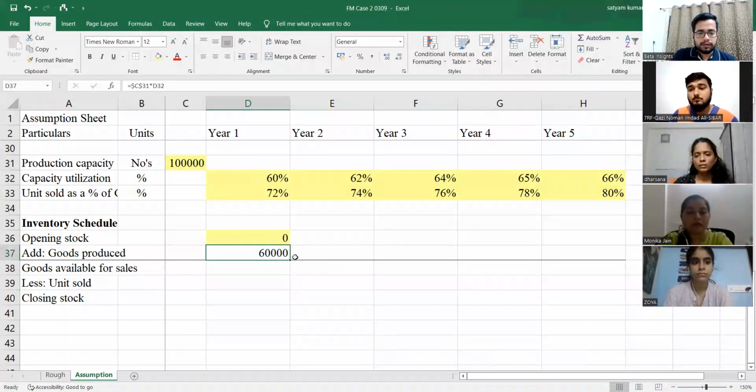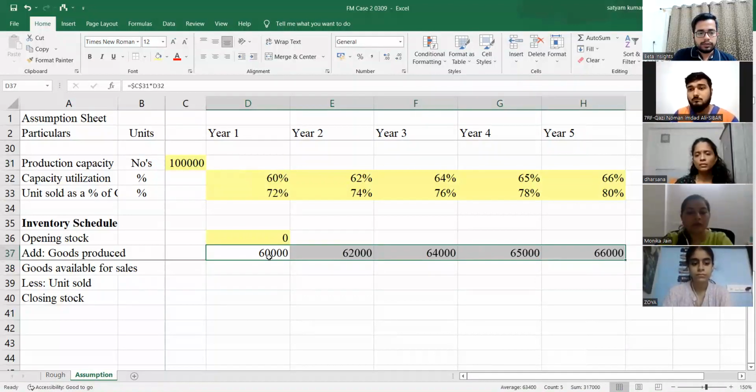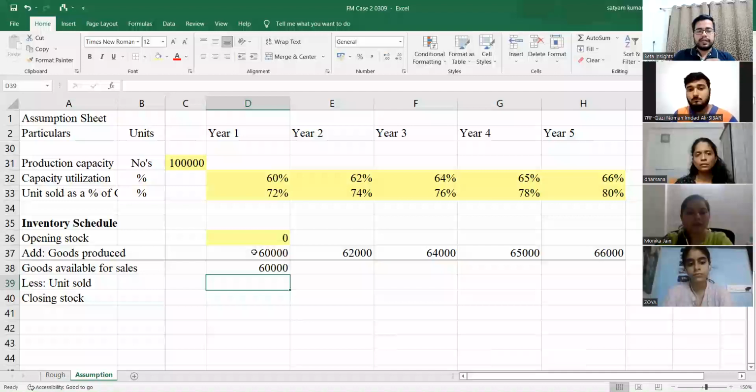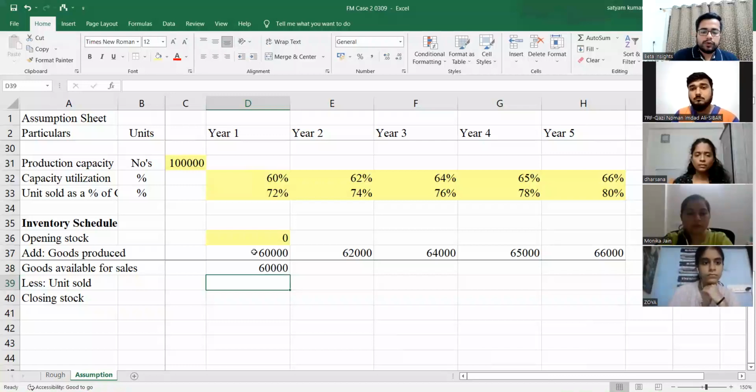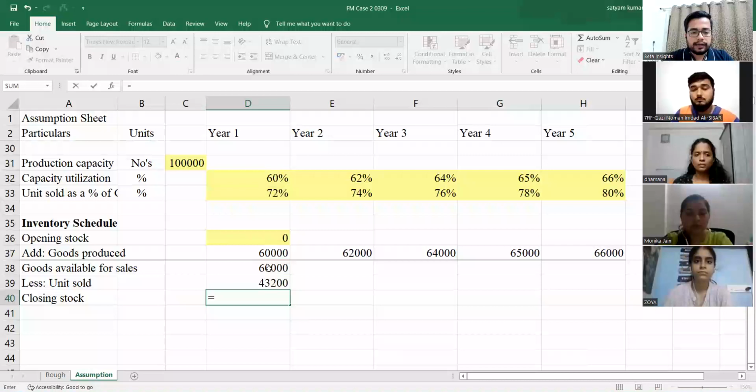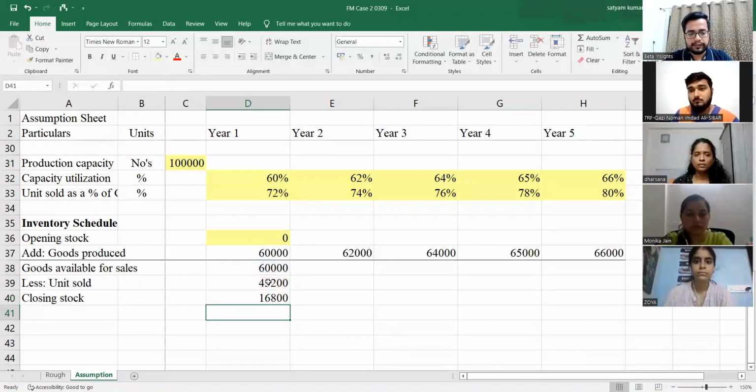Okay. Goods available for sales will become opening plus whatever we have produced. I think I have explained this calculation while explaining the case as well, right? That is how we are going to do this. Units sold: we know that units sold is 72% of goods available for sales, that is 60,000 units. So this is what we sold, and closing stock will become goods available for sales minus whatever we have sold. Okay.